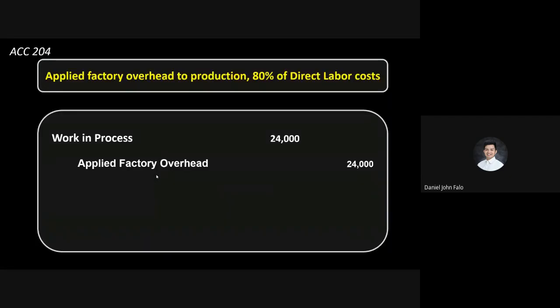And so after that, there is the application of the factory overhead based on the production. It said that the factory overhead would be applied based on 80% of the direct labor cost. As we have accounted for the work in process before, that is 30,000, that is the direct labor. So we're going to multiply 30,000 times 80%, and that is 24,000. So the journal entry would be debit work in process, then credit applied factory overhead, about 24,000.